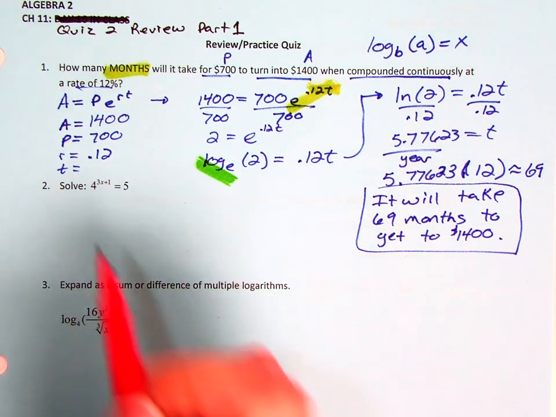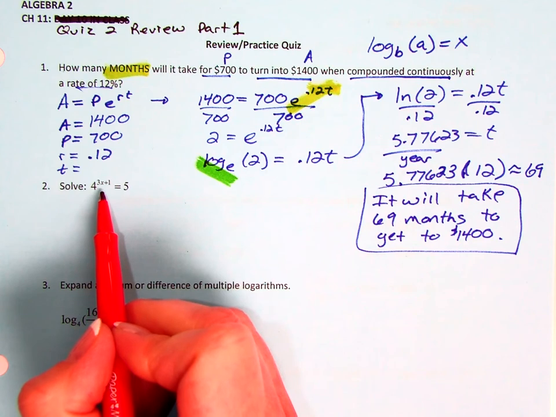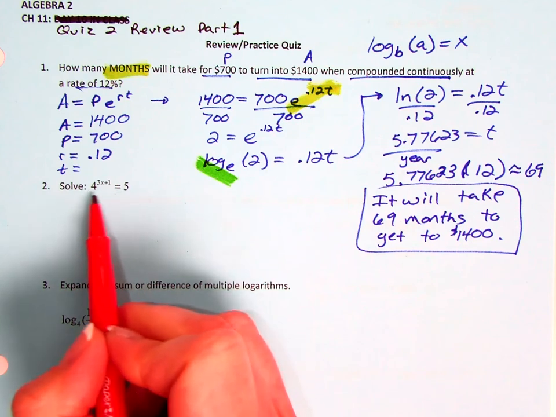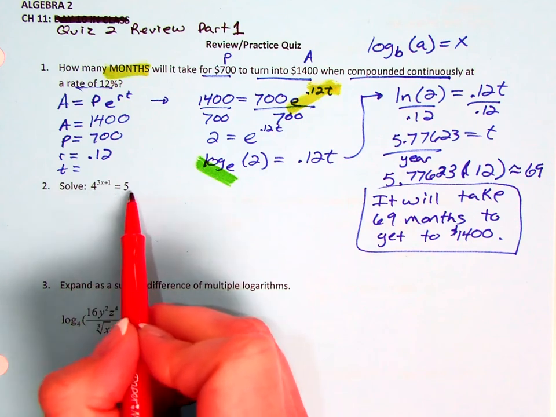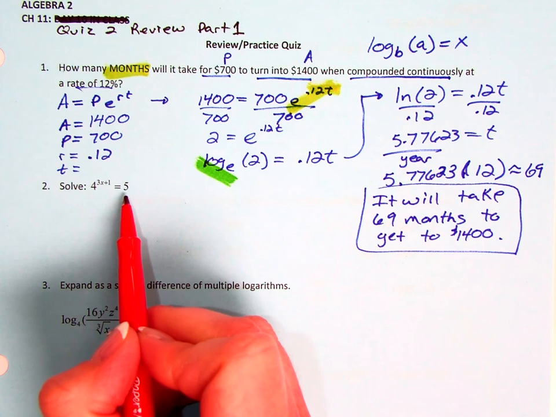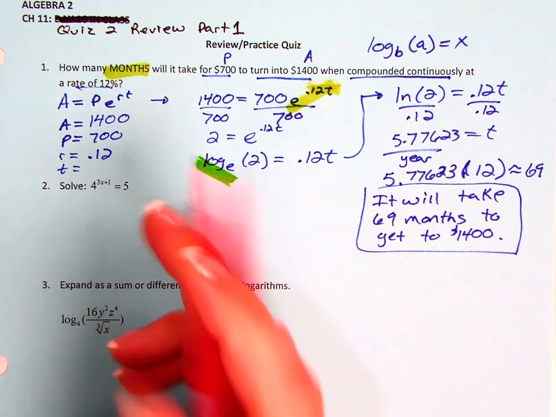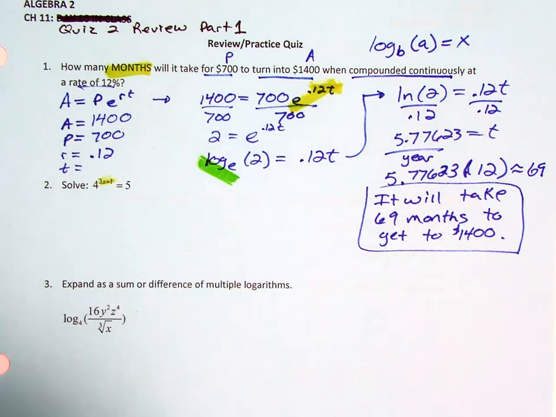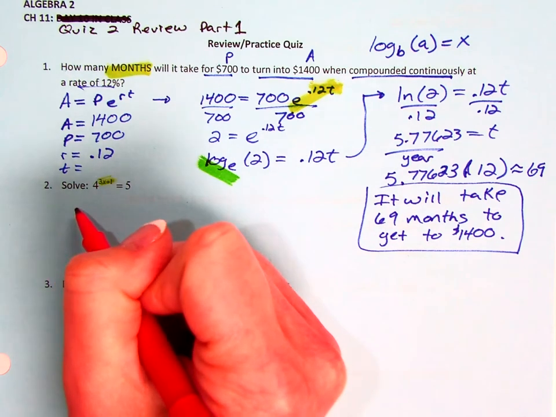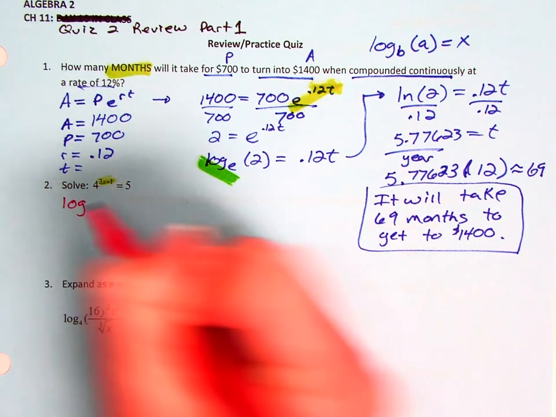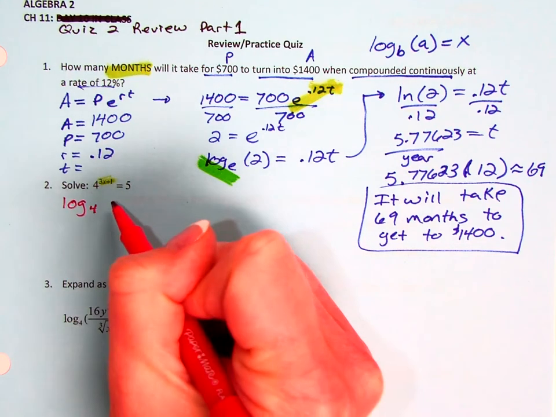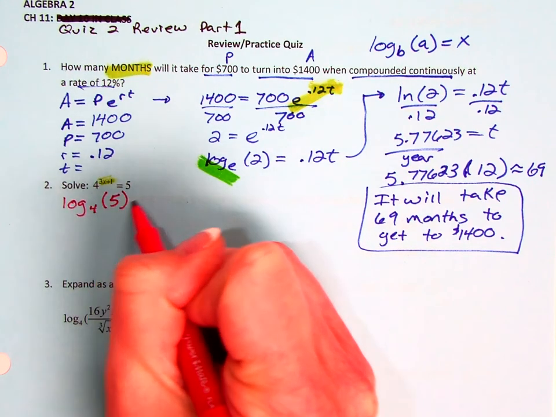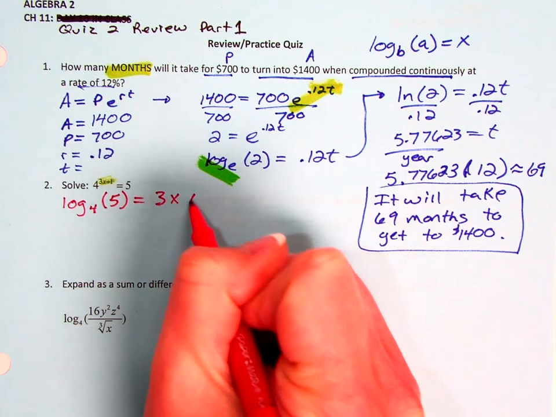All right, the next one, they're asking us to solve this. Well, I could go back to thinking about the beginning and trying to make my bases the same, but there's no way to make 4 and 5 into the same base. So, since I have an exponent that's got a variable in it, I need to get my variable out of that exponent by changing it into a log. So, we're going to do basically the same thing we did above. Log of the base, which is 4, log base 4 of the answer equals the exponent.